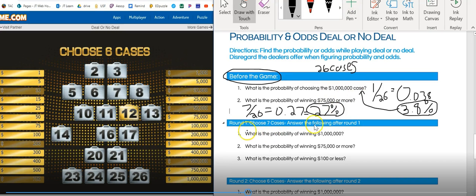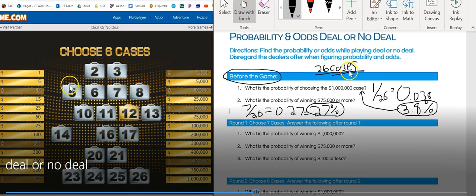All right, so we're going to shift over to this question. Now you're going to answer this after the first round. Now we do not have 26 cases. So what is the probability of winning $1 million? It is not 1 over 26, and not 3.8%. Now, if you would have picked the $1 million, every time it asks you what is the probability of picking $1 million, it is 0 now.